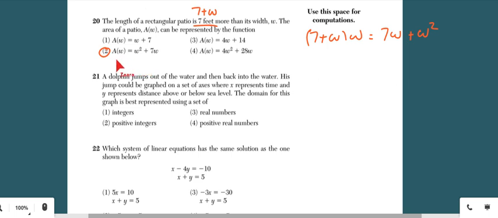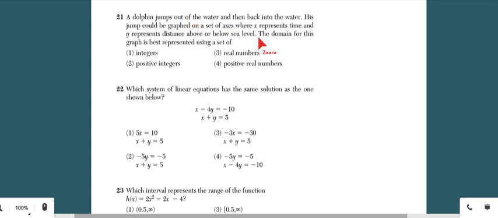Okay, look at question number 21. A dolphin jumps out of the water and then back into the water. His jump could be graphed on the set of axes where x represents the time and y represents the distance above or below the sea level. The domain for this graph is best represented by... Now you have to write the domain. What is the domain? The possible inputs.